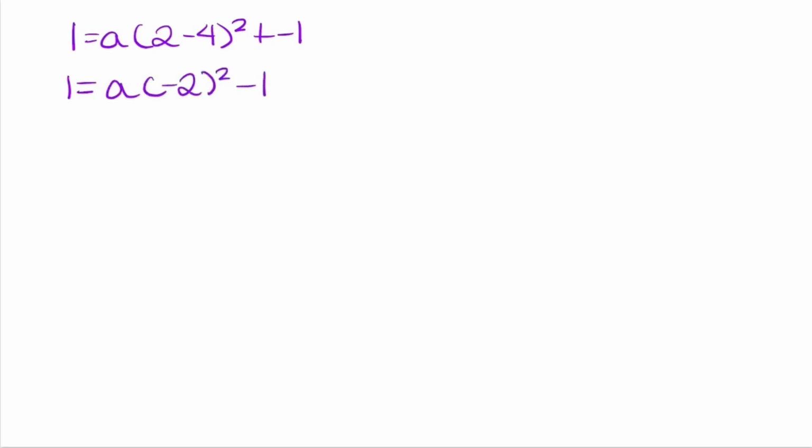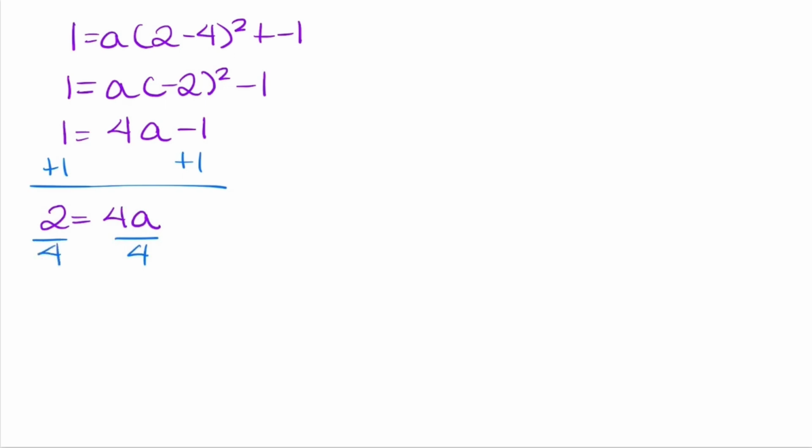Plugging this all in gives us the equation 1 equals a times 2 minus 4 squared plus negative 1. So we have 1 equals a times 2 minus 4, which is negative 2, so negative 2 squared, minus 1. Negative 2 squared is 4, so we have 1 equals 4a minus 1. So now let's solve this equation for a. We start off by adding 1 to both sides, and we end up with 2 equals 4a. So now we can solve for a by dividing both sides by 4. So we have 2/4, which reduces to 1/2, so 1/2 equals a.